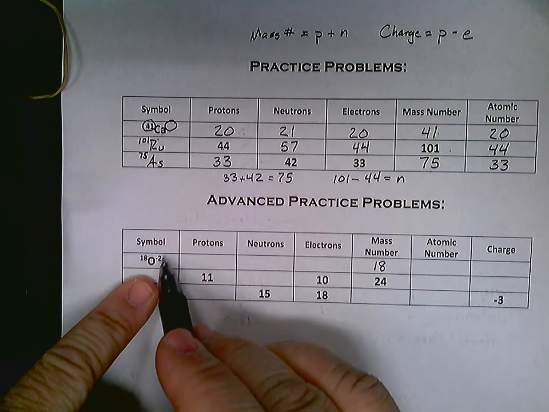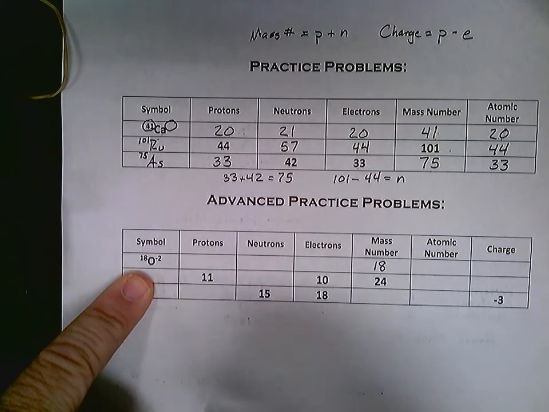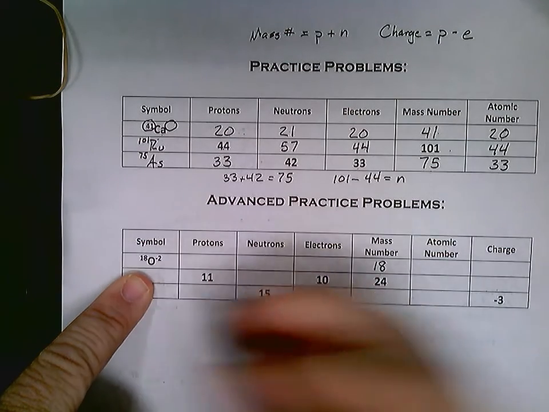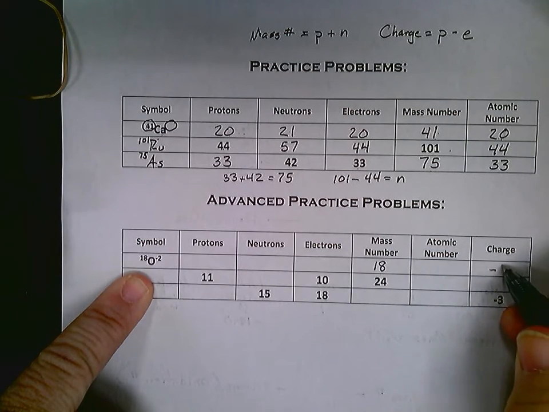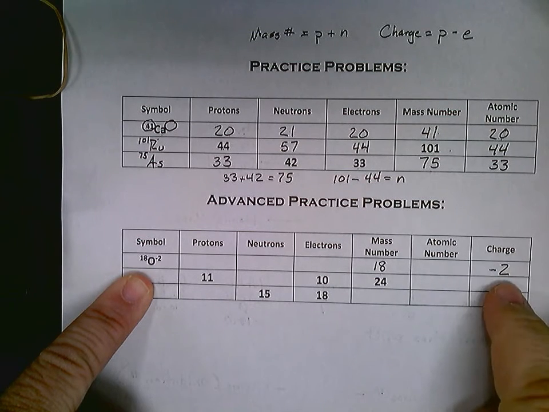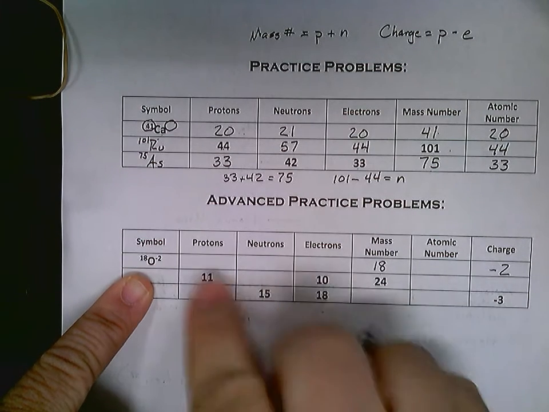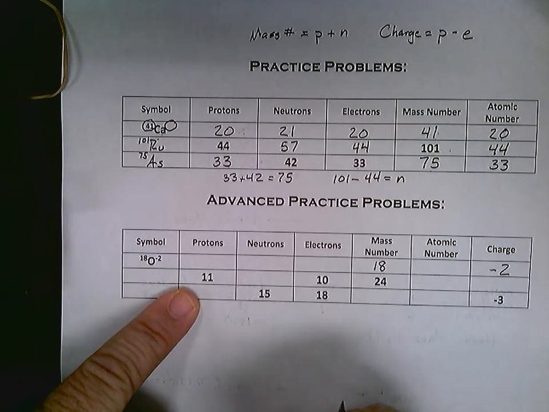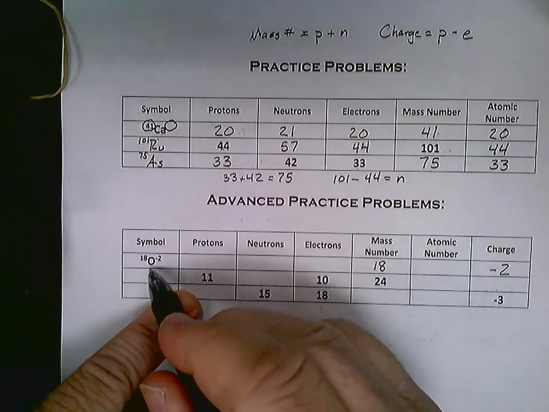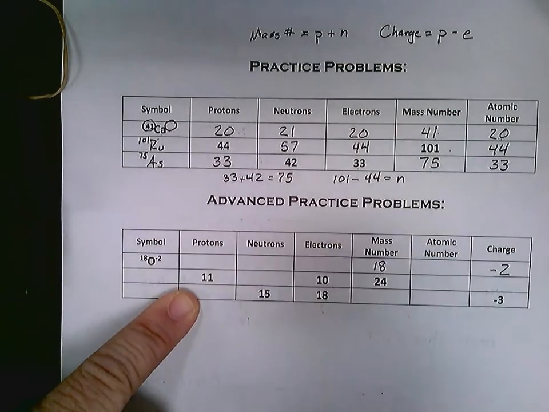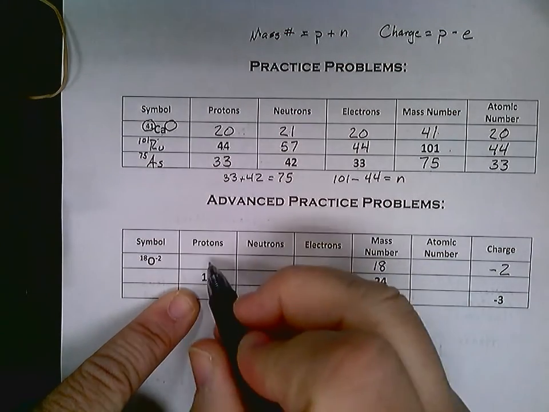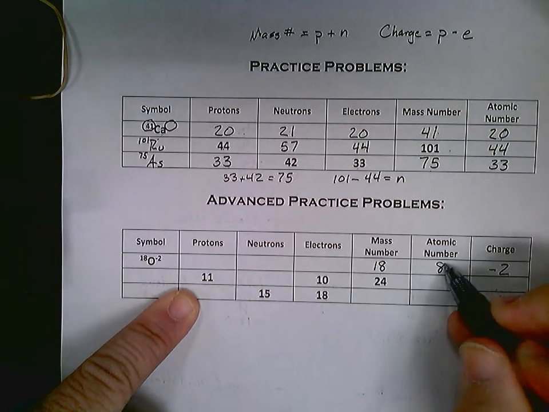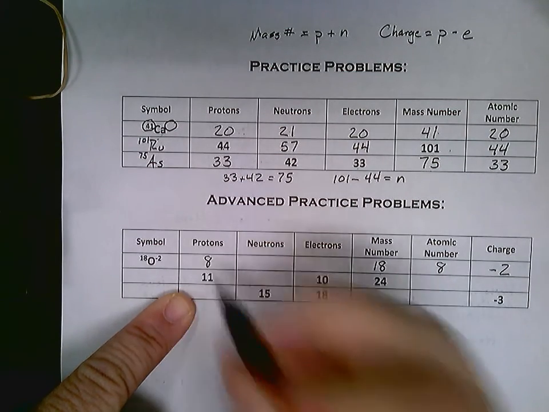This time around, we've also got a number in the upper right, so that's our charge or our oxidation number. That means we're going to put a -2 over here. This is going to affect the number of electrons. That means that the electrons and protons are no longer going to be the same. Speaking of which, we know O. We look at our periodic table. It is element number 8. So our atomic number is 8, which means we have 8 protons.